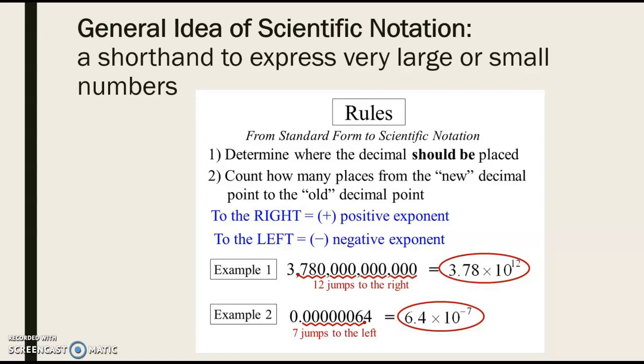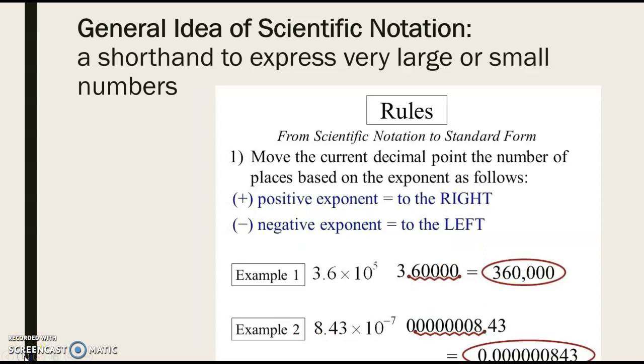Now, if we have a very small number, we'll be thinking about where the decimal place should be, which should be between the 6 and the 4 in this case. In example number 2, we're moving to the left. When we move to the left, we use a negative exponent. We moved left 7 times, so we have 6.4 times 10 to the negative 7. Again, remember, we only want one value in front of the decimal place.